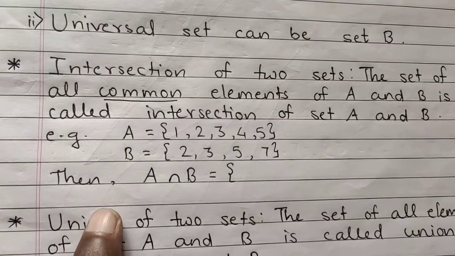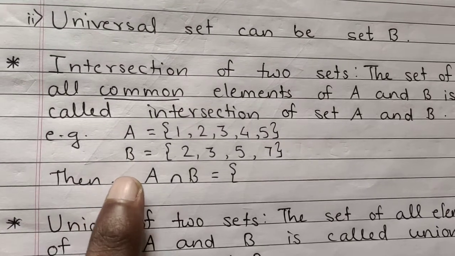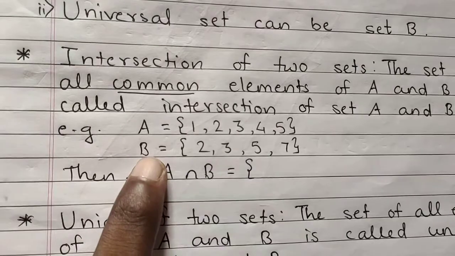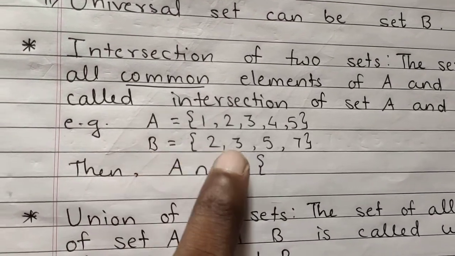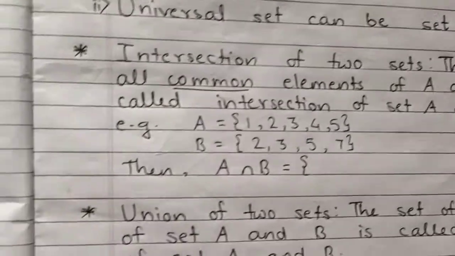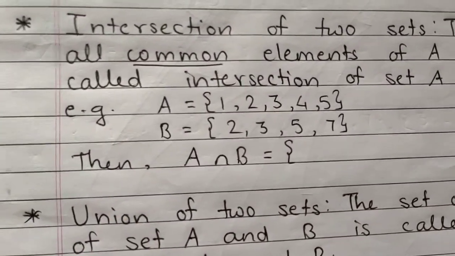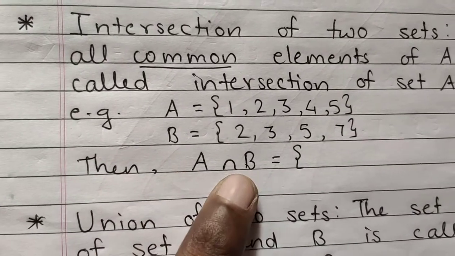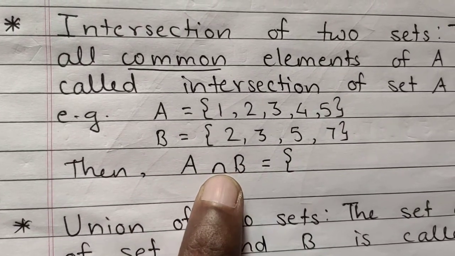In set A you can see 5 elements are there, 1, 2, 3, 4 and 5. In set B you can see 4 elements are there, 2, 3, 5 and 7. Now what do we want to write? We want to write the intersection of A and B. Okay, so we want to write A intersection B. This is the sign of intersection.